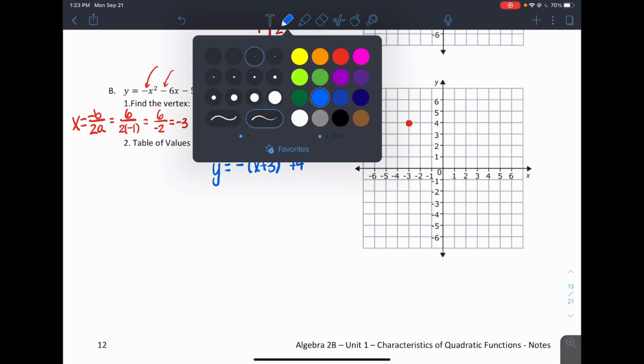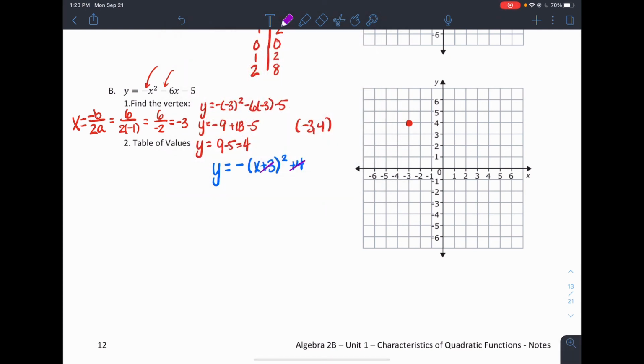Now, I've dealt with the plus 3 and the plus 4, so all I have left is y equals negative x squared, which if I then go ahead and make a table of values for, right, just like we did before, that'll give me negative 4, negative 1, 0, negative 1, negative 4. And I just go ahead and graph those points.